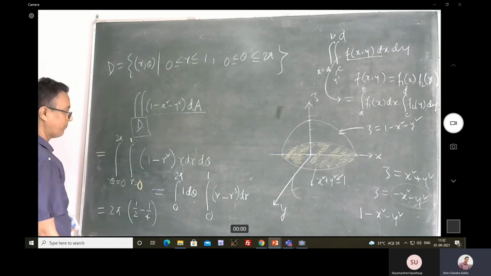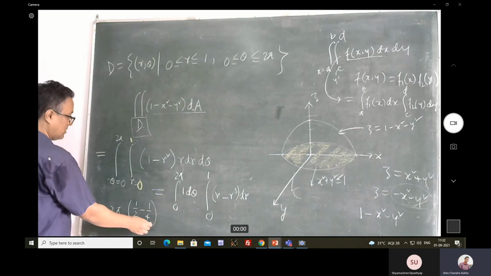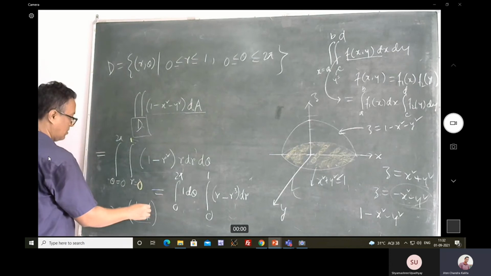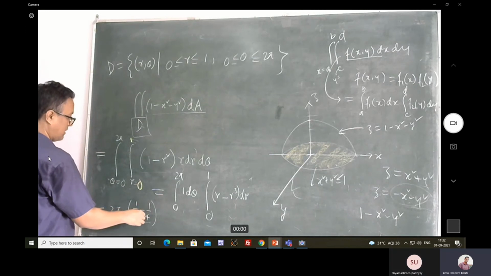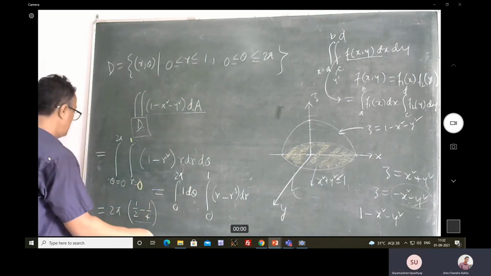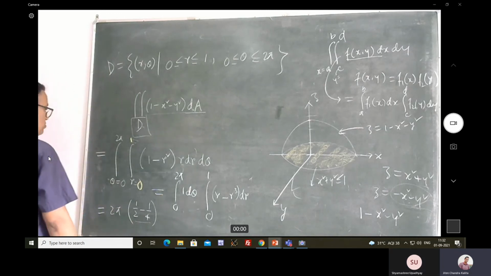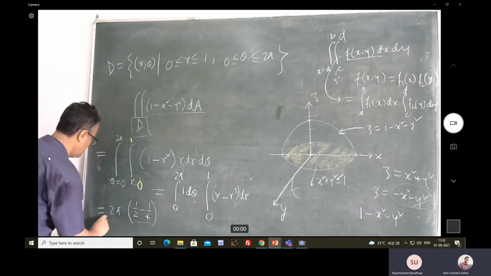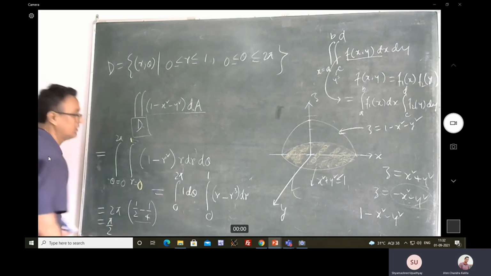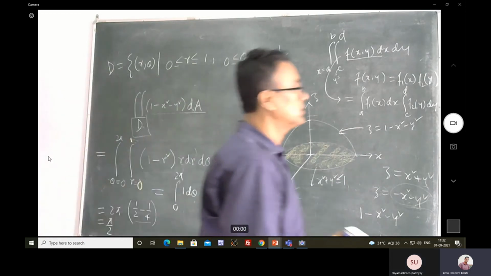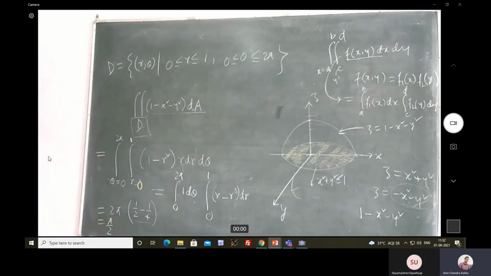2 pi into half is pi, I think. So this is going to give you 1 by 4, right? So 2 minus 1, pi by 2 eventually. It is going to be pi by 2. That's it. Okay, so let me try to work out another example.